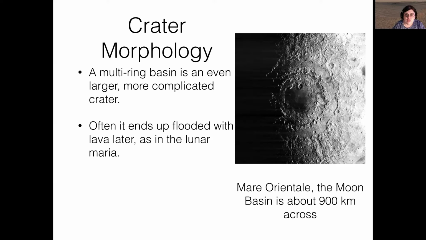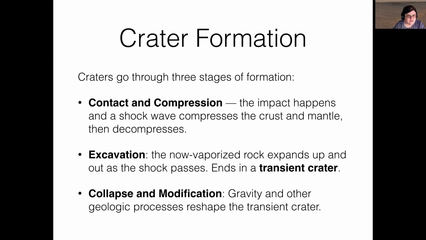So let's talk a little bit about crater formation. Craters go through 3 stages in formation. And this might look a little bit like 5 stages, but first you have contact and compression. This is the physical act of something hitting your planet. The impact happens and you get a shock wave, and it compresses the material all around the impact site, traveling outward. And then the material decompresses.